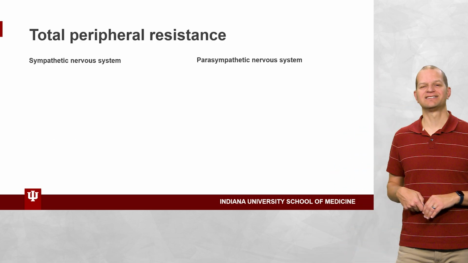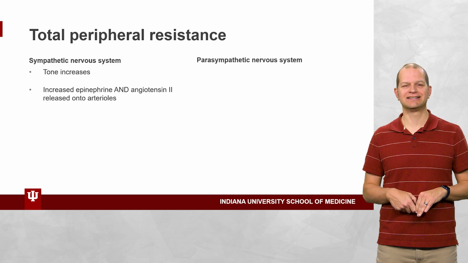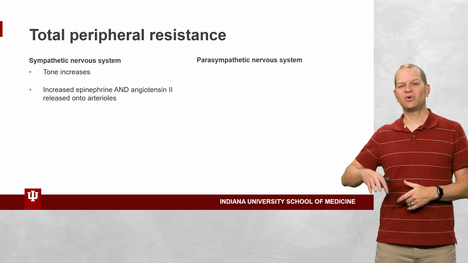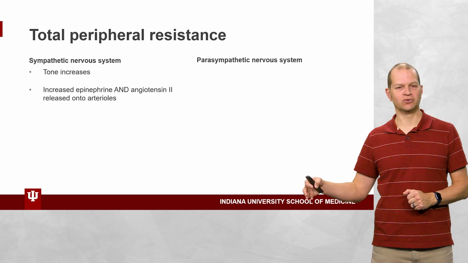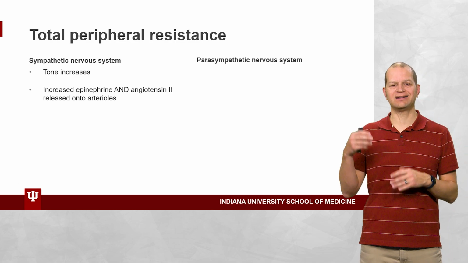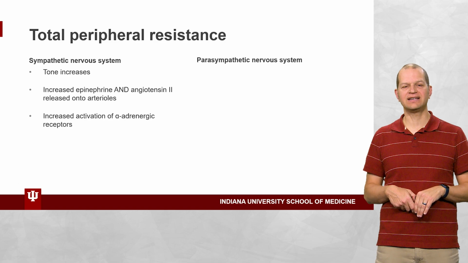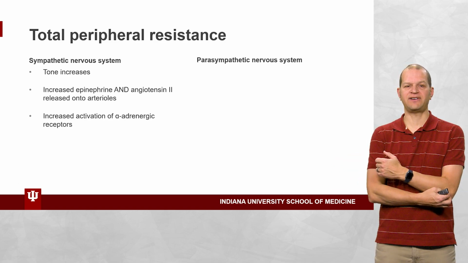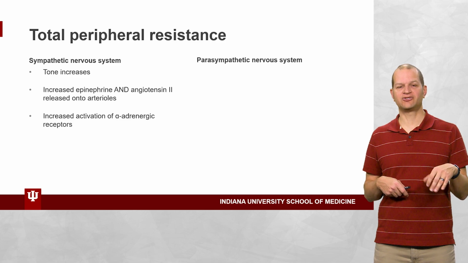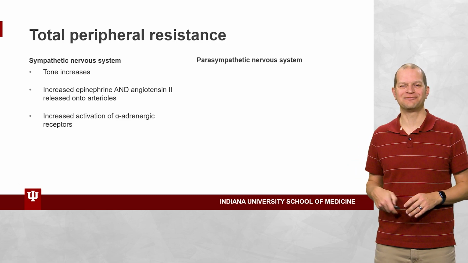Last one, resistance. So in this case, the tone increases because it's always been increasing here. So there's increased epinephrine release as well as angiotensin II. Okay, we haven't really talked about angiotensin II, but I want to bring it in here. It has the same effect on the arterioles that epinephrine does. Different receptors, but same effect. Okay, with epinephrine, it activates alpha adrenergic receptors. Angiotensin II activates angiotensin receptors.